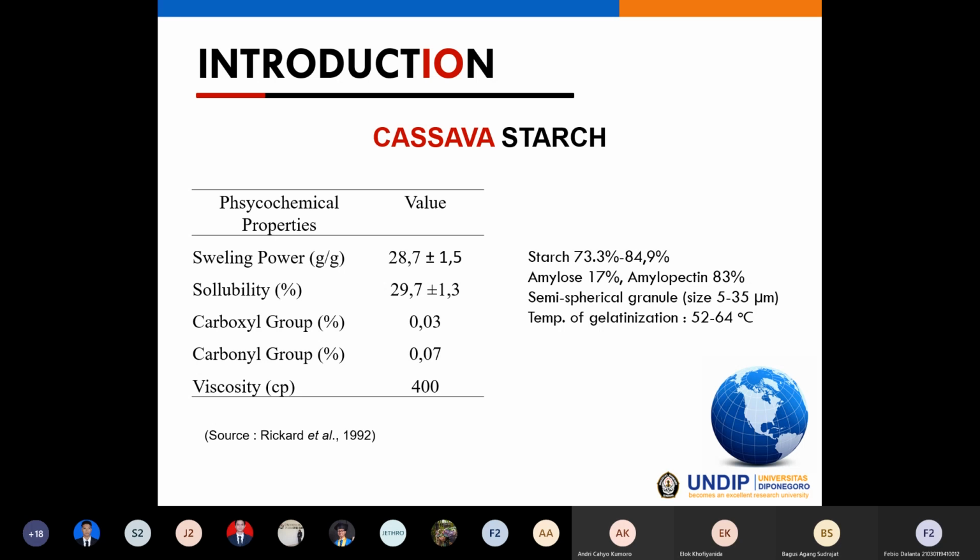It has a starch content of 73.3%, an amylose content of 17%, and amylopectin of 83%. The granule is semi-spherical, with a size varying between 3.5 and 5 micrometers. The temperature of gelatinization varies between 52 and 64 degrees Celsius.